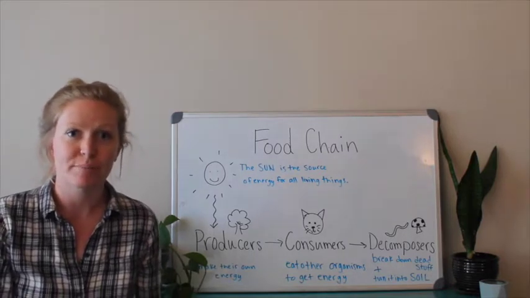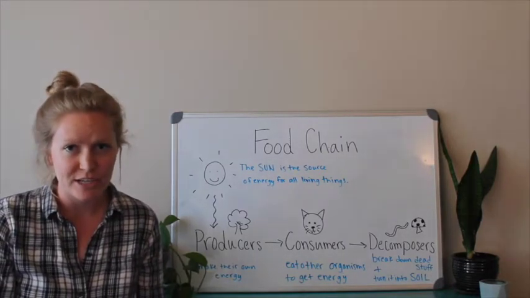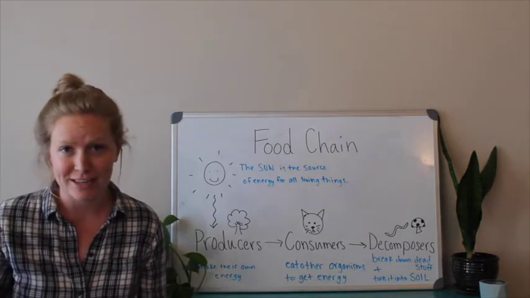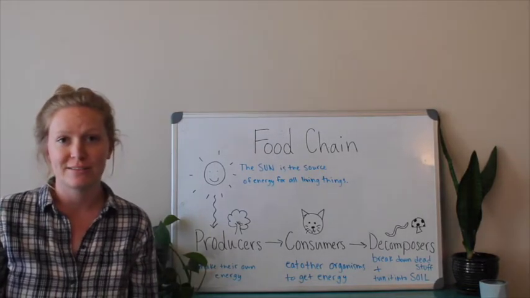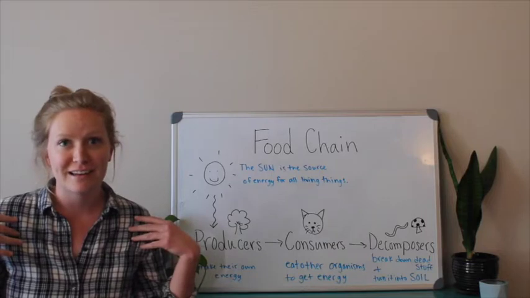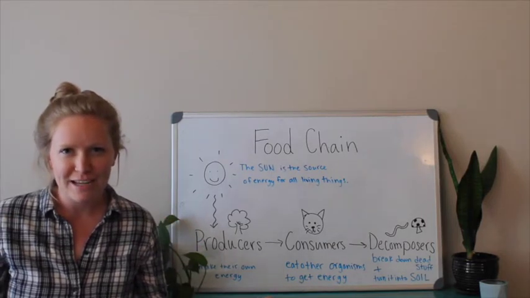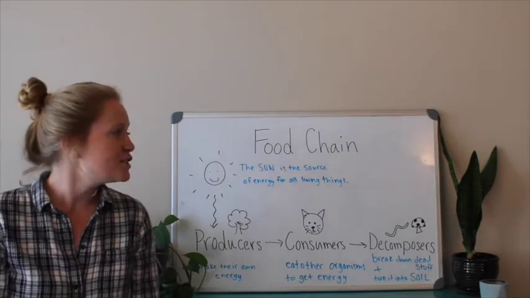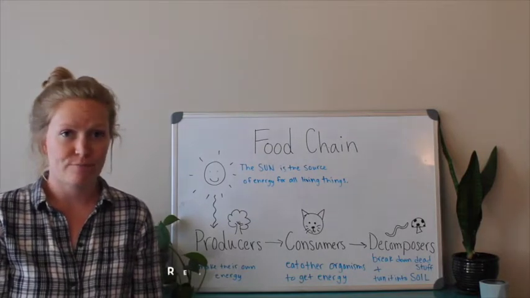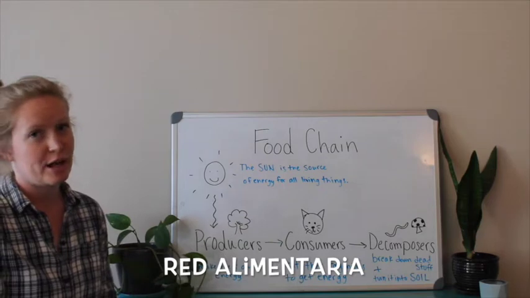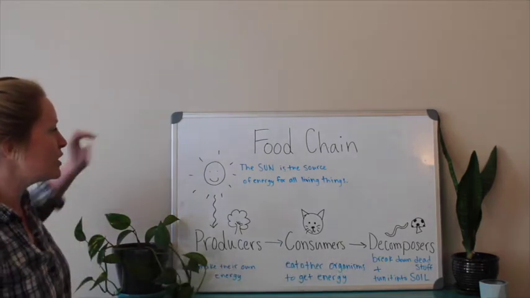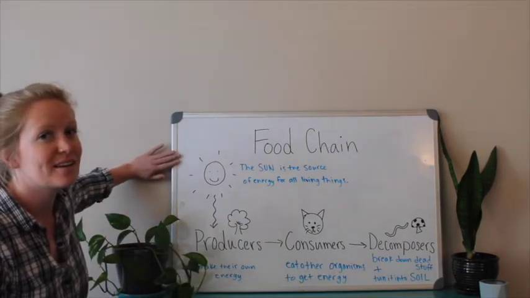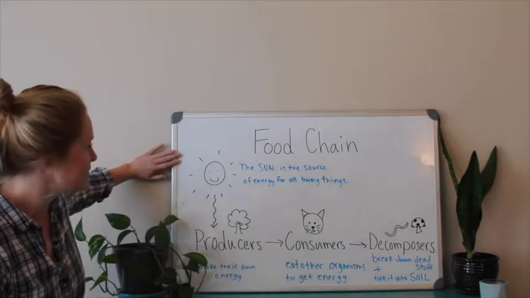So we learned that plants use photosynthesis to get their energy. But I can't just go sit out in the sun with a glass of water and breathe in carbon dioxide and be okay, right? Us as humans, we get our energy in different ways. So we're going to talk about the food chain now. And I drew a little picture to help us out. So we learned today that the sun is the source of energy for all living things, right?